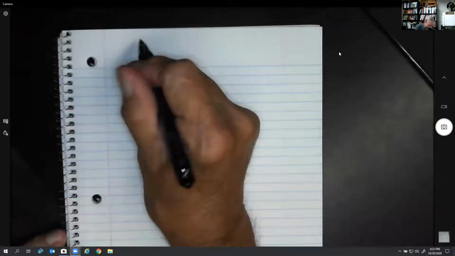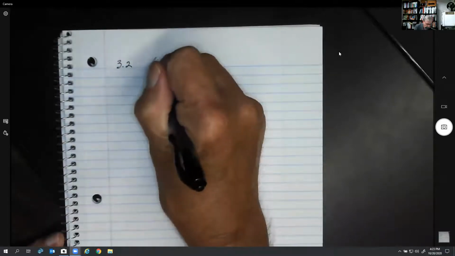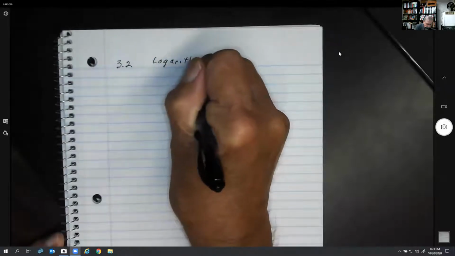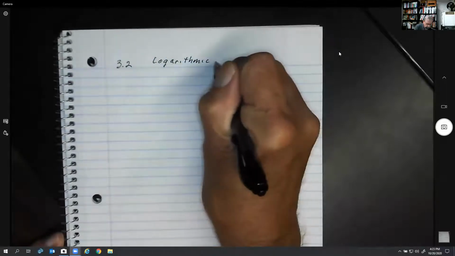I guess I got into this really fast, so I hit the wrong button here. But anyhow, we're going to talk a little bit. Let me fix my paper here about section 3.2. And 3.2 deals with logarithmic functions.